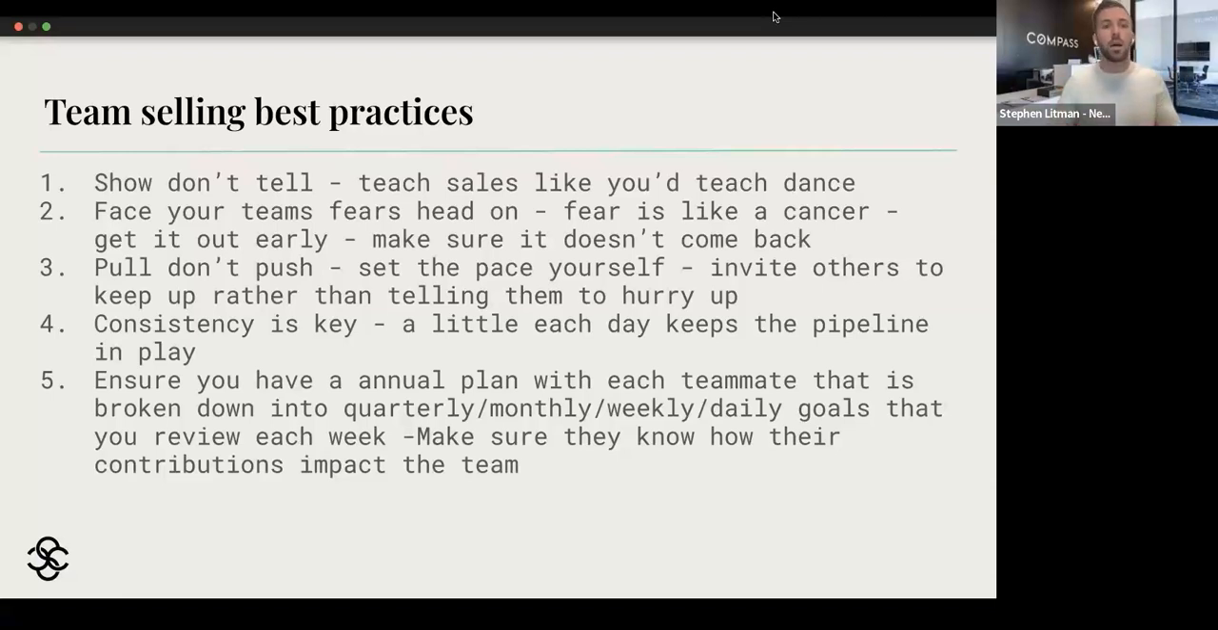So that's number one. Number two, face the team's fears head on. It might be dramatic language, but fears are like a cancer, right? You've got to get it out early, and you have to make sure it doesn't come back. If somebody comes in on day one and feels safe enough to say, I do not feel comfortable making calls, that is something that, in my mind, you can address really quickly. If you take a very considerate and conscientious approach, you can break through that fear of quote unquote cold calling that people carry for years. You can break through that in a week, right?